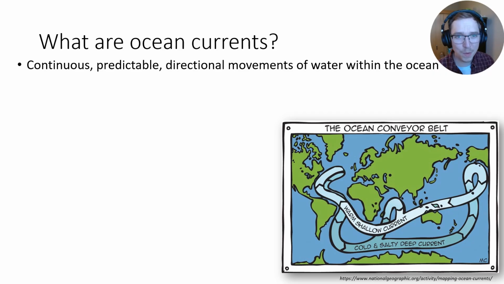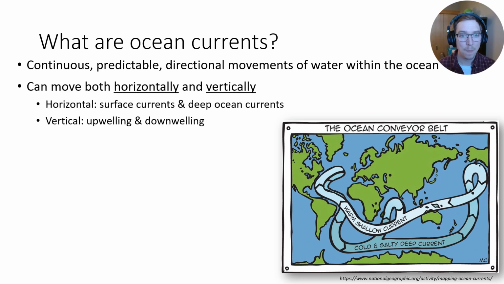So first off, let's start with the easy one. What are ocean currents? These are continuous, predictable, directional movements of water within the ocean. Think of it like wind, right? The jet stream, for example. We have a good idea of where the jet stream is going to be. It can meander, it can move, but it's more or less predictable and continuous. It can move both horizontally across the surface and vertically up and down within the water column.